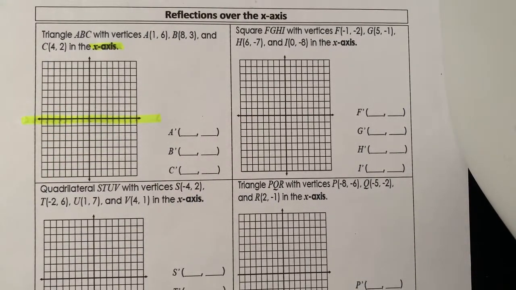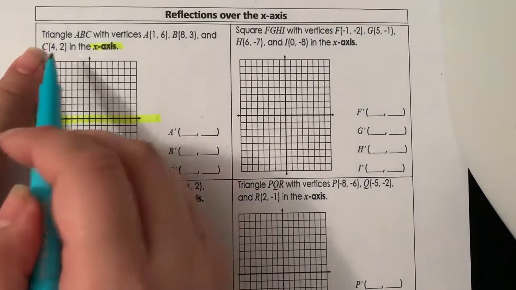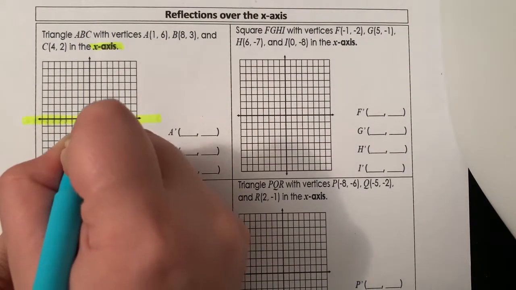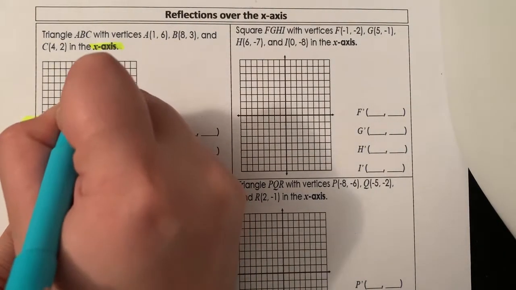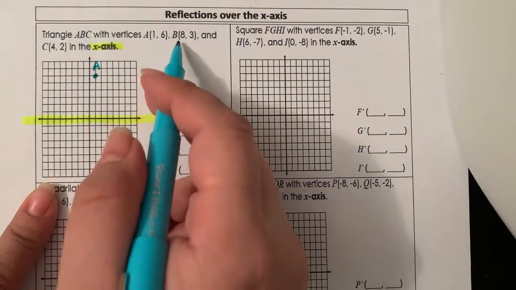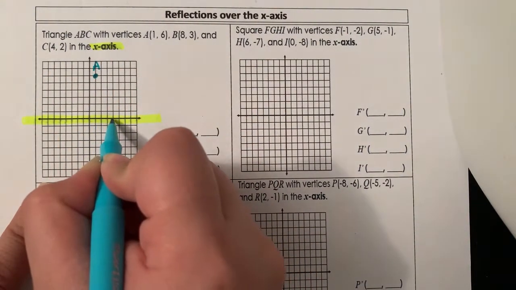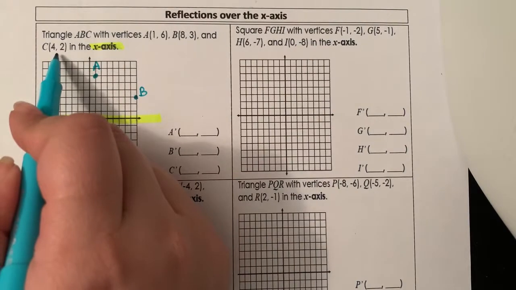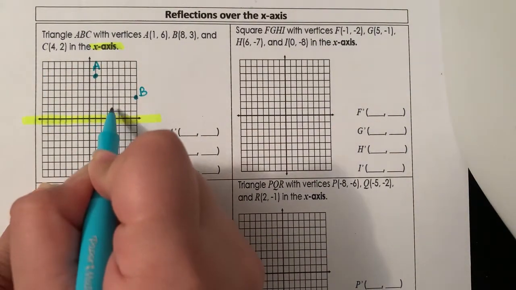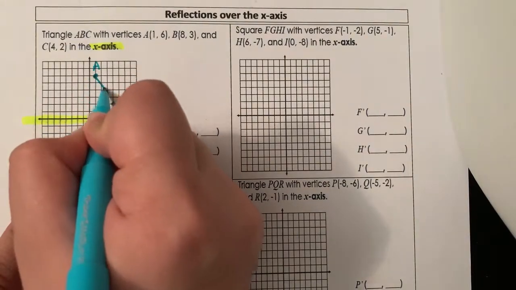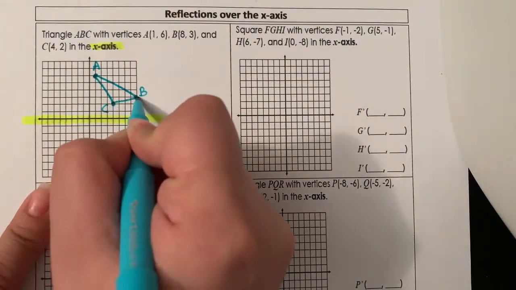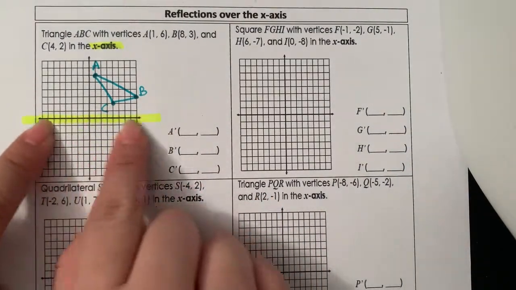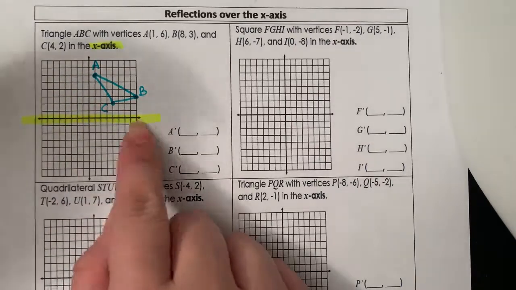Now my first step is to plot these points. So I'm doing a triangle ABC with vertices A at 1, 6. 1, 2, 3, 4, 5, 6. This is A. B at 8, 3. 1, 2, 3, 4, 5, 6, 7, 8. 1, 2, 3. And C at 4, 2. 1, 2, 3, 4. 1, 2. That's my triangle.